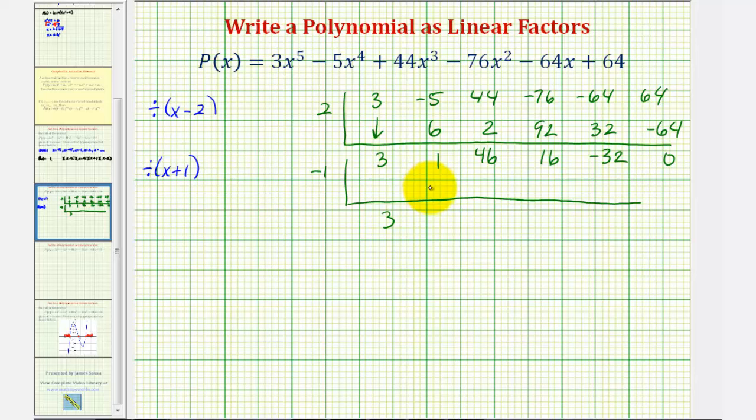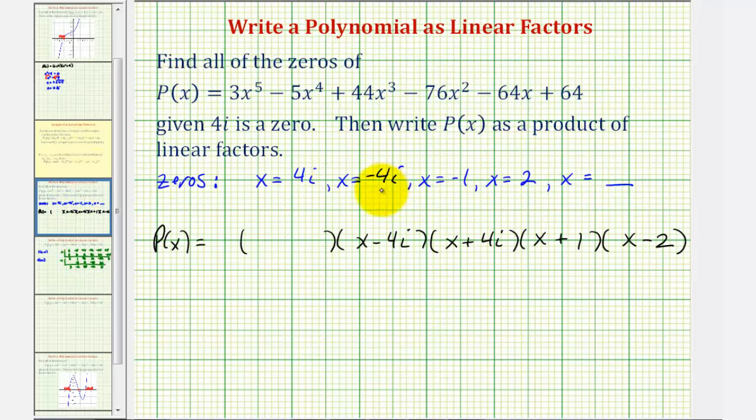Negative 1 times 3 is negative 3, and we add, it's negative 2. Negative 1 times negative 2 is 2, we add, that's 48. Negative 1 times 48 is negative 48. We add, that's negative 32. Negative 1 times negative 32 is positive 32. We add, which is 0, which is good news. And now we have two more remaining factors that we know of, x plus 4i and x minus 4i.